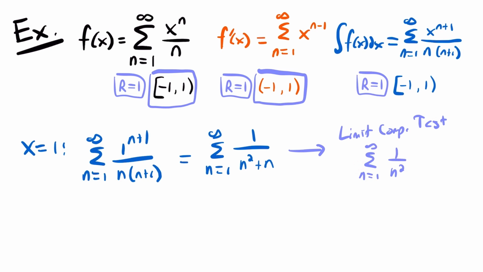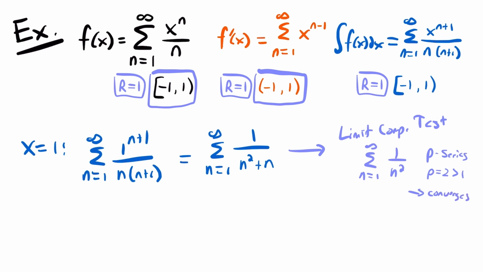This is a p-series where p is equal to 2, right? We have 1 divided by n to the power of 2, and so since that power is 2, the value of p is 2. All right, so this is a p-series where p is equal to 2, which is greater than 1, which means that the p-series converges.